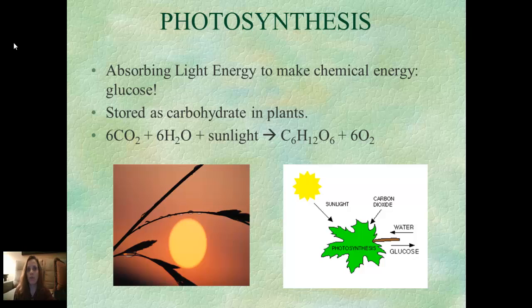I am going to tell you all about photosynthesis today, and it's fascinating because this whole process supports all life on planet Earth. Okay, so photosynthesis is absorbing light energy in order to make chemical energy known as glucose. It is stored as carbohydrates in plants, yummy carbohydrates that our bodies need so desperately. And this equation right here is the chemical equation for photosynthesis, and we're going to break this down and talk more about it. So plants photosynthesize using the sun.